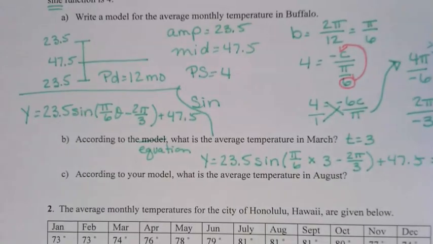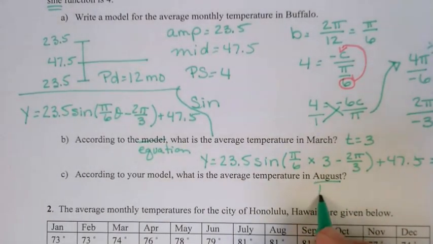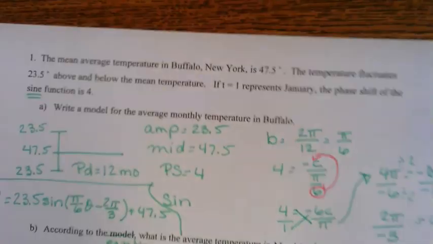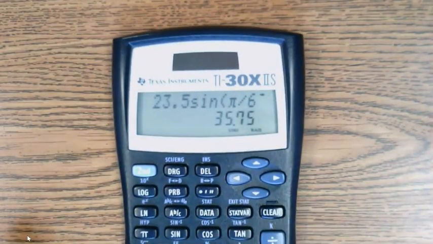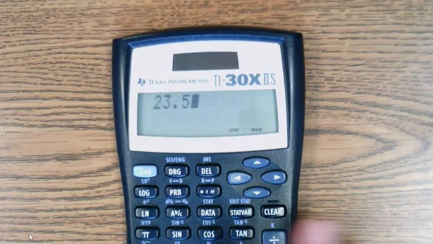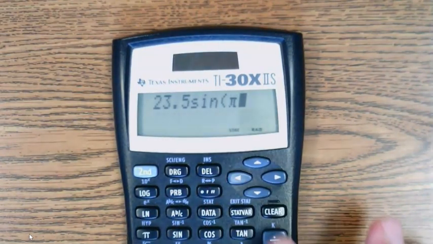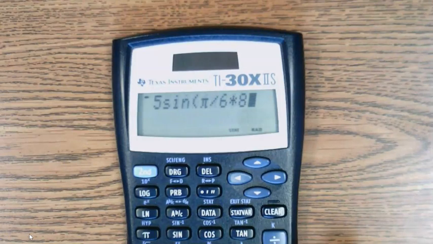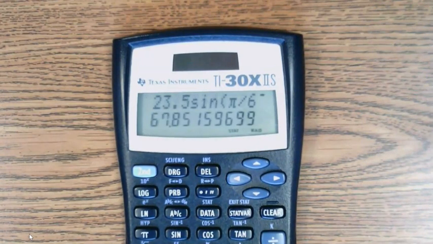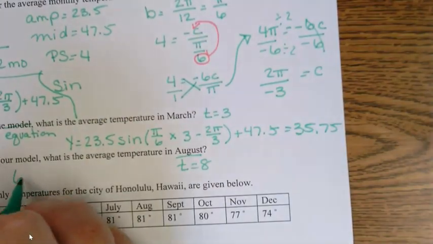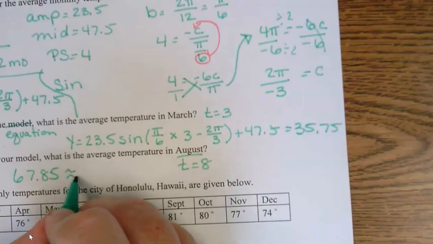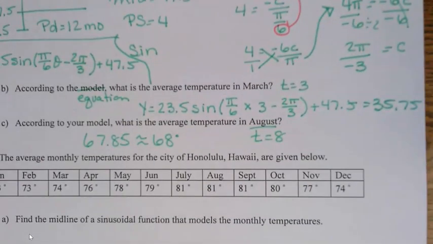Okay. We're going to do the same thing, but this time we're going to use t equals 8. 23.5 sine, pi divided by 6 times 8 minus 2 pi divided by 3, close the parentheses, plus 47.5. And I get 67.85. If you want to call that 68 degrees, I'm okay with that.